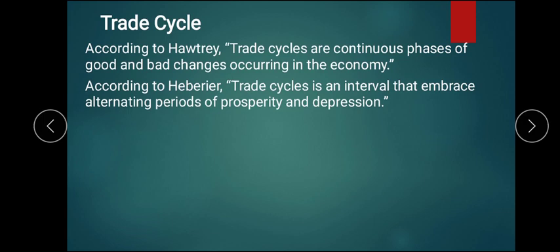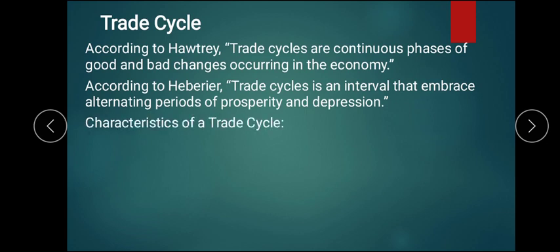According to Haberler, a trade cycle is an interval that embraces, or shows, alternating periods of prosperity and depression. Now the same meaning he has given. It shows different intervals: in one time period prosperity was going on, in a different time period depression was going on. So one interval, second interval, third interval, fourth interval. Like that, it shows what was happening in each particular interval. Now prosperity means nothing but good time or good changes happening, and depression means bad changes or bad time going on in an economy. Now you have to remember both these meanings for the examination.